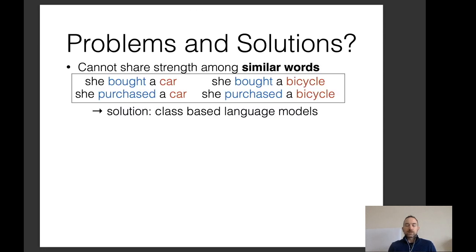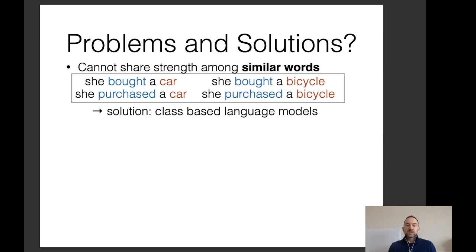One issue is that count-based language models, because they treat each word in the context completely differently, cannot share strength among similar words. So if we had "she bought a car," "she bought a bicycle," and "she purchased a car" in our corpus, nonetheless, "she purchased a bicycle," where purchased is very similar to bought and bicycle is very similar to car in terms of the contexts that they appear in, the simple count-based model would not be able to handle these and would not be able to predict bicycle with high probability in this context.